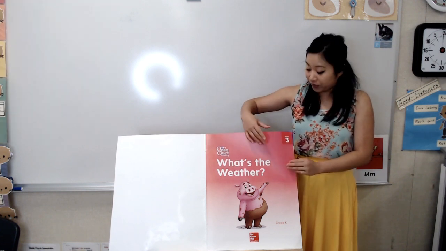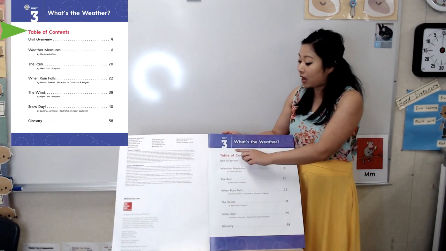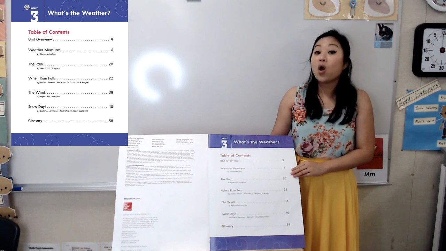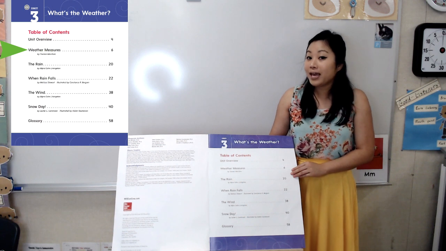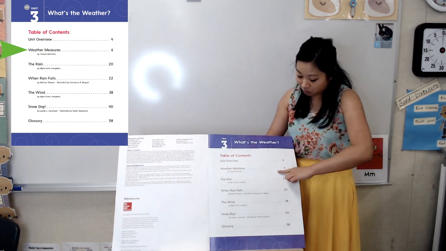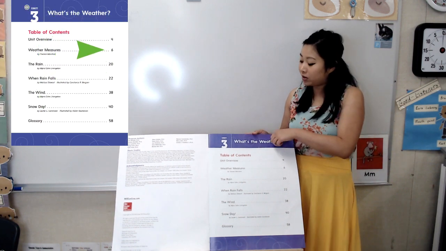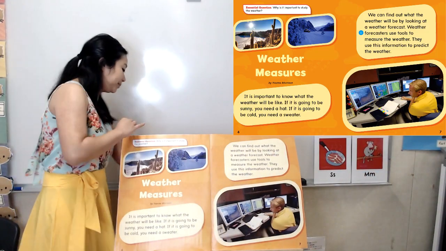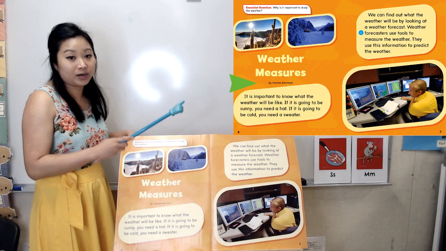And when I turn the page again, I see a special place called the Table of Contents. The Table of Contents tells you where to find things. Remember, our story for today is called Weather Measures. And when I move my finger across the page, I see it's going to be on page 6. So I'm going to go ahead and turn to page 6, and there it is. Weather Measures. This is the title and the author.